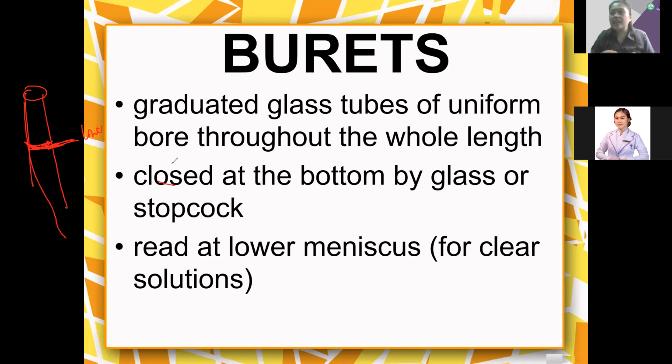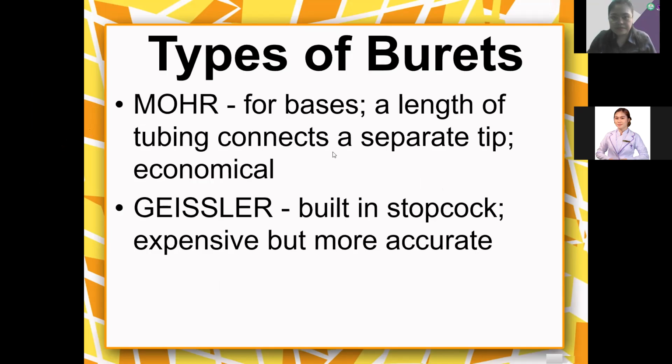Paano kung hindi clear? Turbid solutions. Hindi mo makikita, hindi siya transparent. Basta turbid siya. So pag turbid solutions naman, you have to read the volume at higher meniscus. So you have to locate the higher part of the curve, and that will be the correct reading for the turbid substances, turbid liquids.